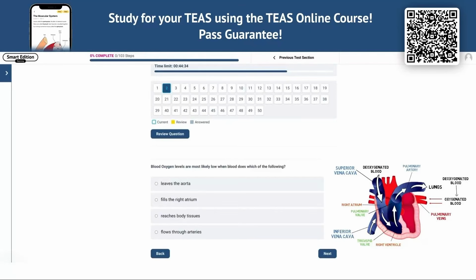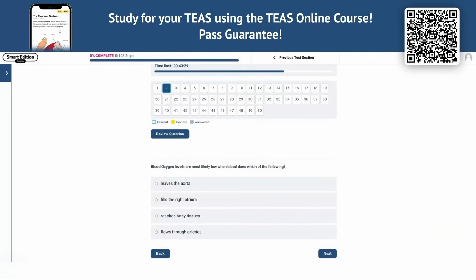So let's talk about why the other answers are incorrect. Leaving the aorta: the aorta is the largest artery in the body, and it carries oxygen-rich blood directly from the heart to the rest of the body. Blood in the aorta has just come from the lungs, where it was reoxygenated, so it is high in oxygen, not low. Reaches the body's tissues: this is incorrect, because when blood reaches the body tissues, it is delivering oxygen to them. This means that it is still high in oxygen when it arrives at the tissues. It only becomes low in oxygen after it has delivered the oxygen and is on its way back to the heart.